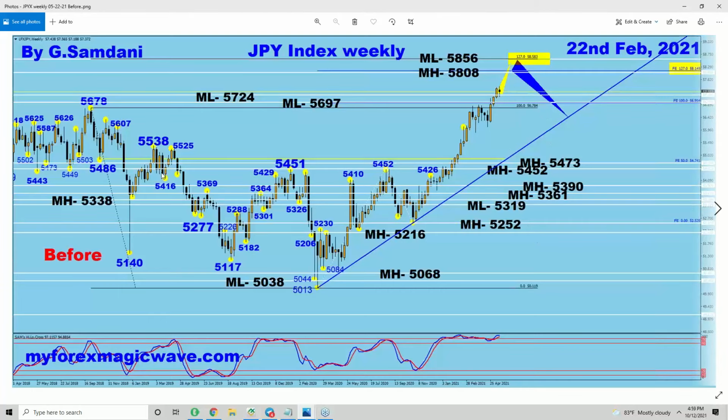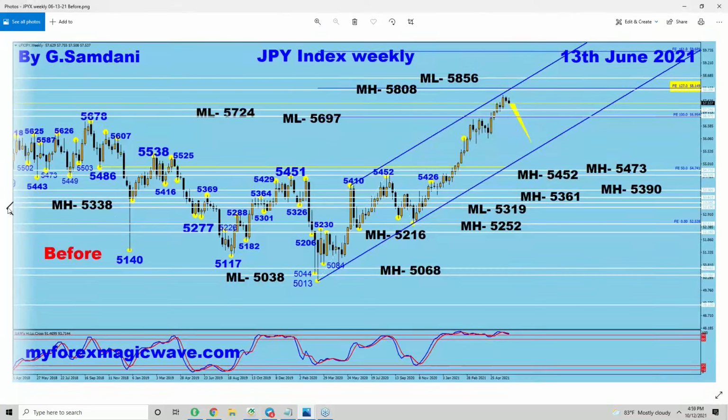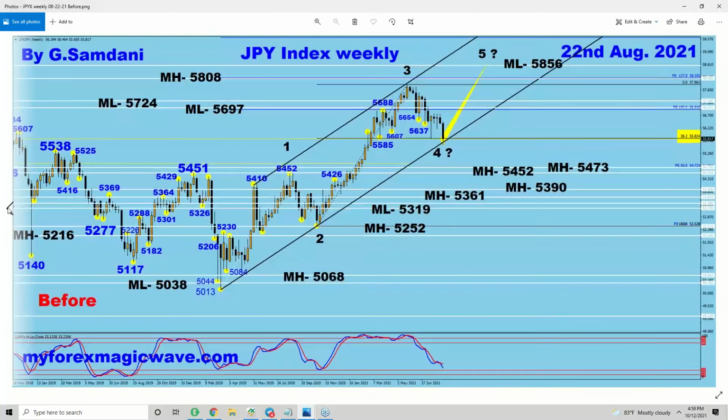So what happened to this chart? Let's take a look. This happened on the 29th May. It went up a little bit, got stopped there, and then started to drop, right? I was expecting that anyway. So I made this chart here, and then it started to drop.